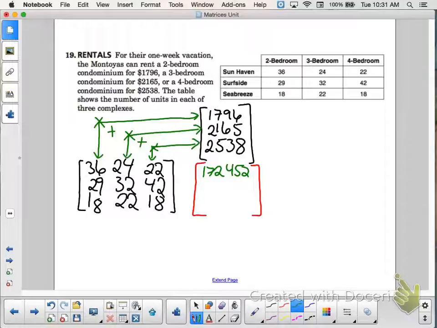What about my next element? What will my next one be? 227,960. Does anyone disagree with that? So in that case, we're taking 1796, going down to the second row, 1796 times 29, 2165 times 32, and 2538 times 42, and then adding them all together. And then what would my last element be on this one?